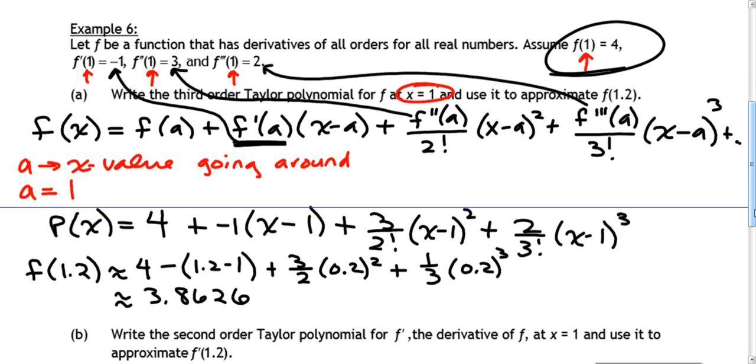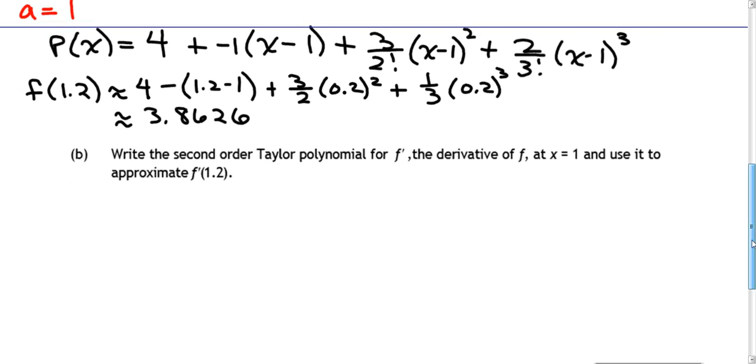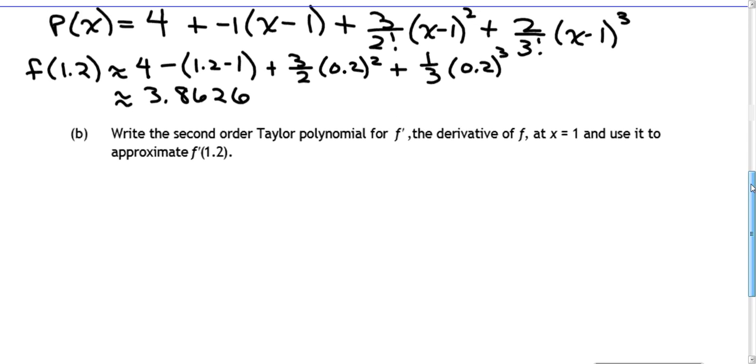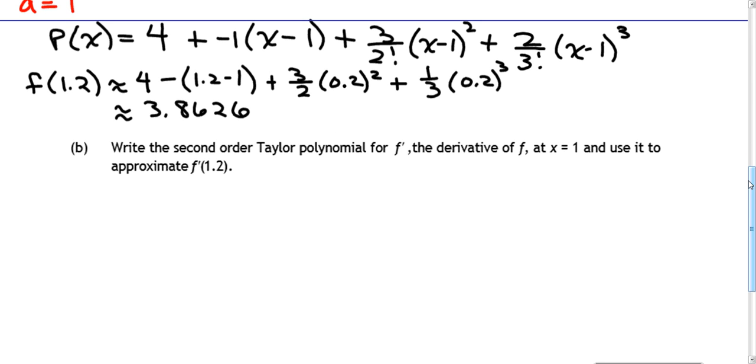So for part B, we want the second order Taylor polynomial for f prime. So I already have my p, which is approximating f. Let me scroll so I can see that. And so really what I want is f prime should be approximately p prime. So all I'm going to do is take a derivative. So the derivative of the 4 is 0. The derivative of this thing right here ends up being just negative 1.